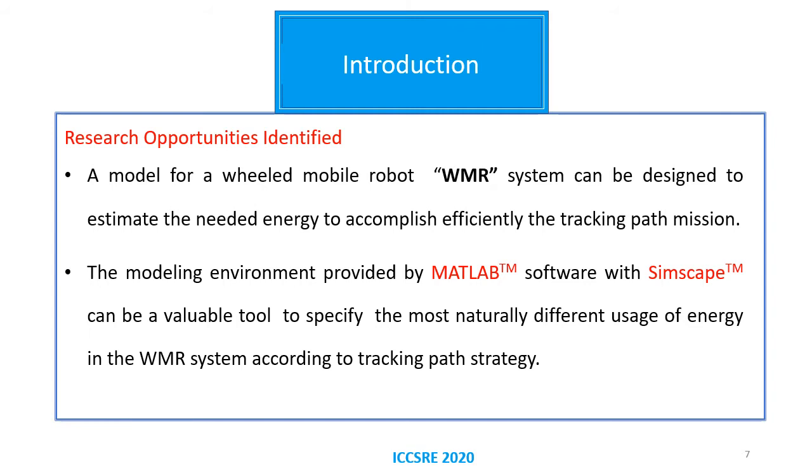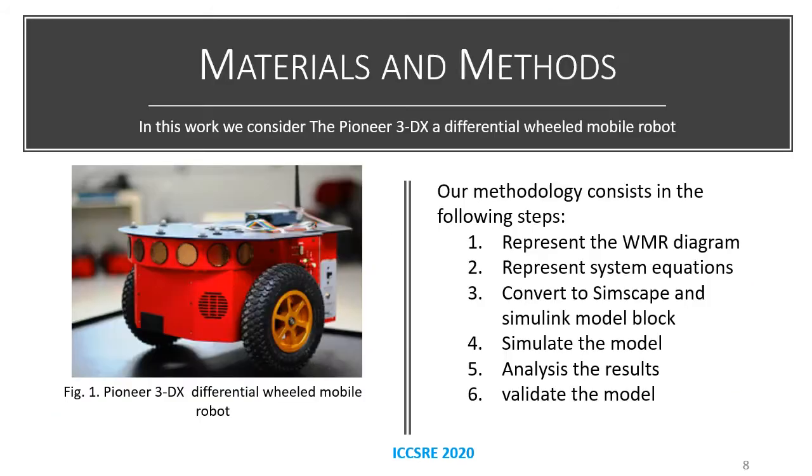A model for a wheeled mobile robot system can be designed to estimate the needed energy to efficiently accomplish the path tracking missions. The modeling environment provided by MATLAB software with Simscape can be a valuable tool to specify the most naturally different uses of energy in the mobile robot system according to the path tracking strategy. In this work, we consider the Pioneer 3DX, a differential wheeled mobile robot. Our methodology consists of the following steps.